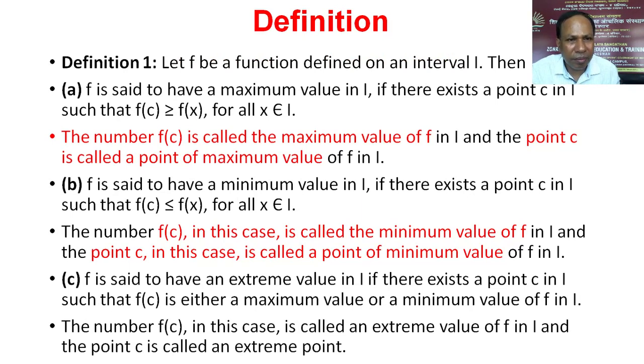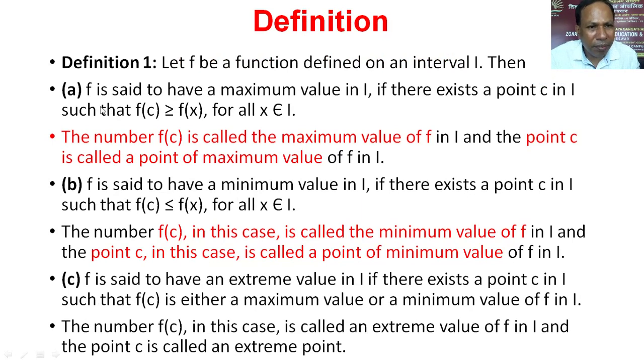Now coming to the definition, let f be a function defined on an open interval I. Then the function f is said to have a maximum value in the said interval I if there exists a point c in the interval I such that f(c), the functional value at c, is greater than or equal to f(x) for all x belonging to I. In this case, the number f(c) is called the maximum value of f in I, and the point c is called a point of maximum value of f in the interval I.